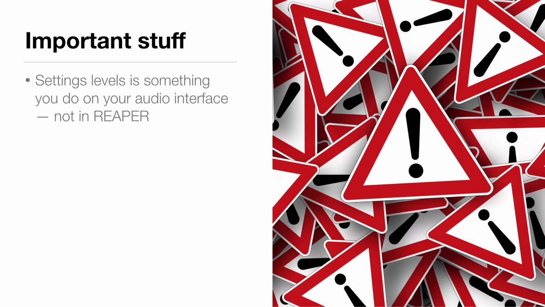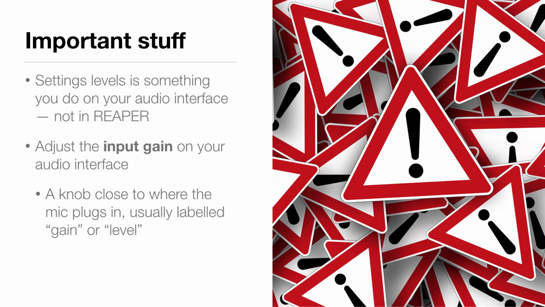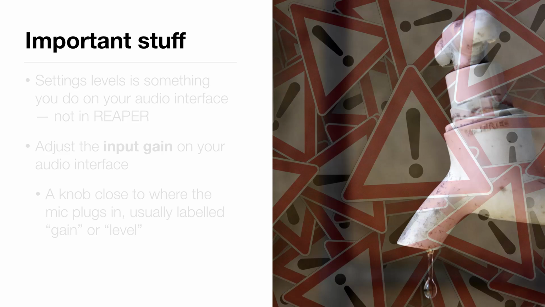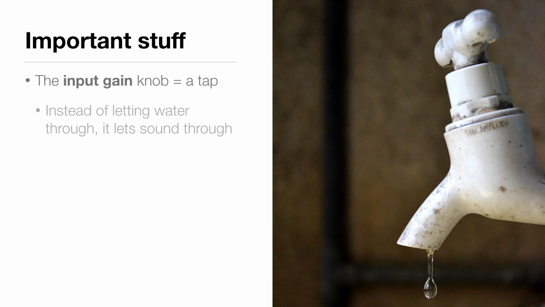This is where the important stuff comes in. Setting levels is something you do on your interface, not in Reaper. You'll need to adjust your input gain on your interface. Usually, that's a knob close to where the mic is plugged in, usually labeled gain or level. Think about this knob like a tap, but instead of letting water through, it lets sound through.